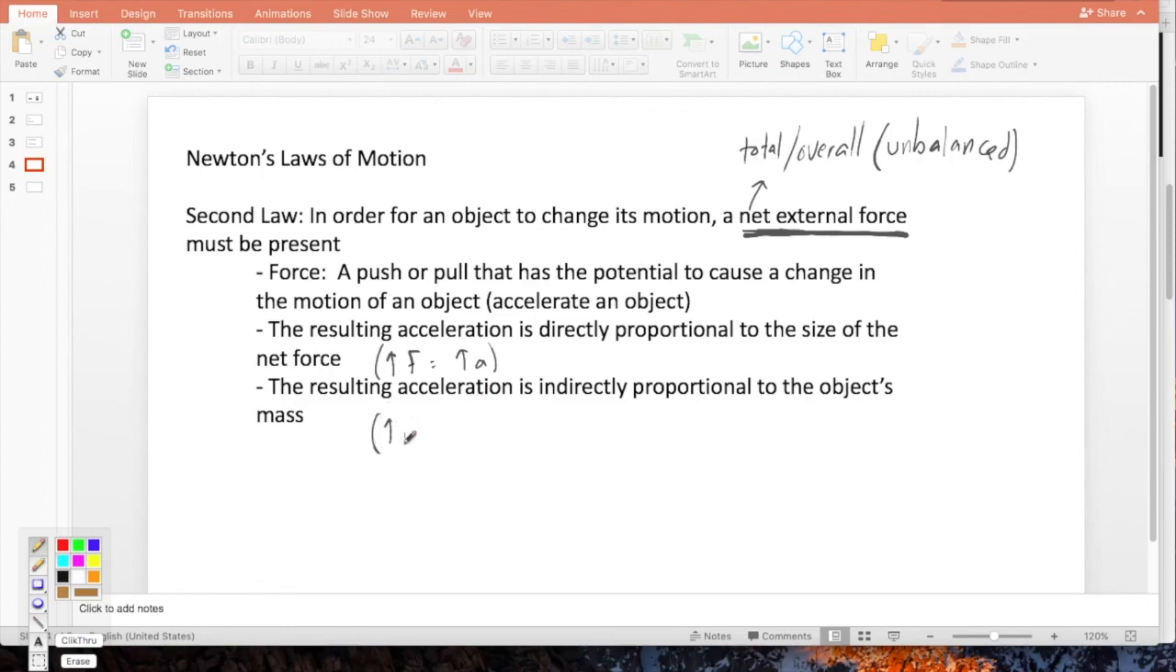So once again, if the mass goes up, then the acceleration will be smaller. Isaac Newton formalized all of this in one very important equation. It is the second law equation, and it is this.